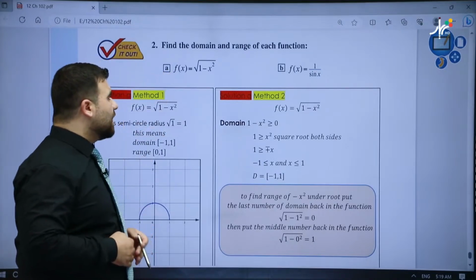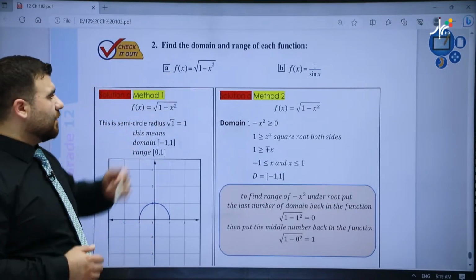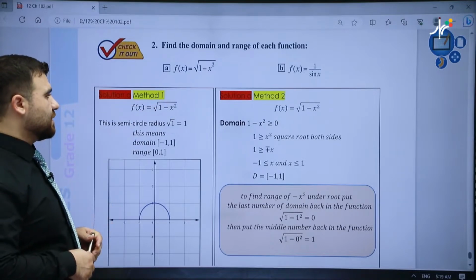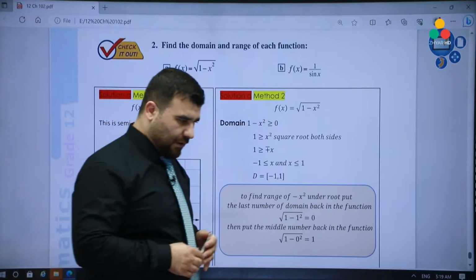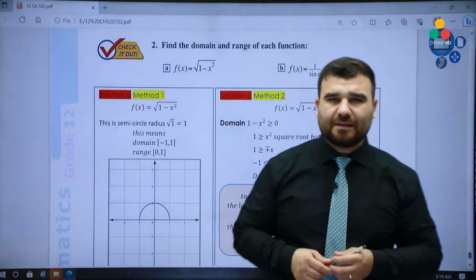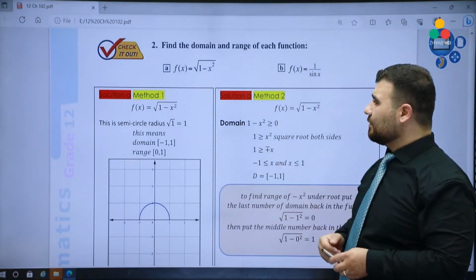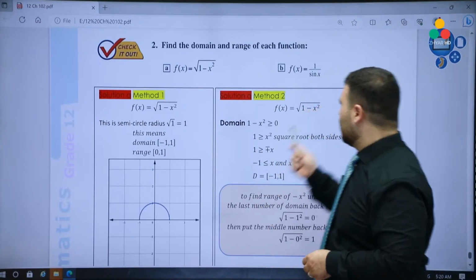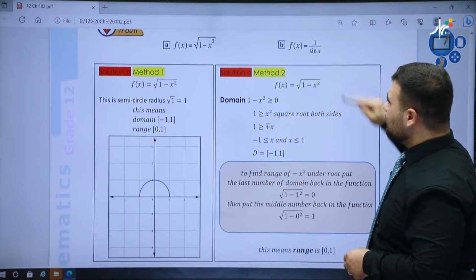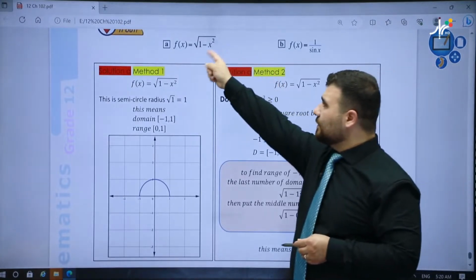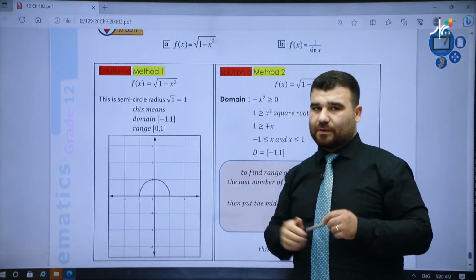f(x) equal to 1 minus x squared, and that one f(x) equal to 1 over sine x. Okay, if there is a radical, I take what's under the radical, greater than or equal to 0, and solve it. Look here. There is x power 2 under the radical, so there are two ways of doing this.